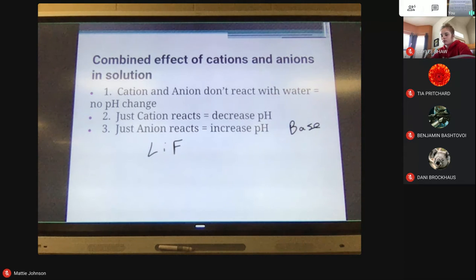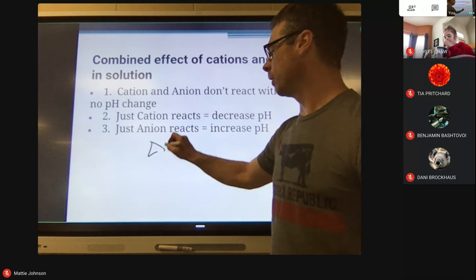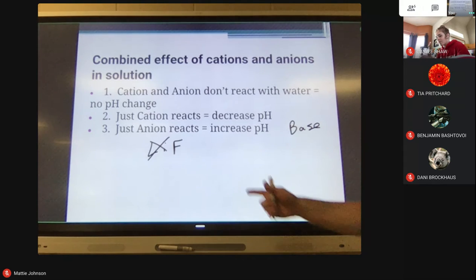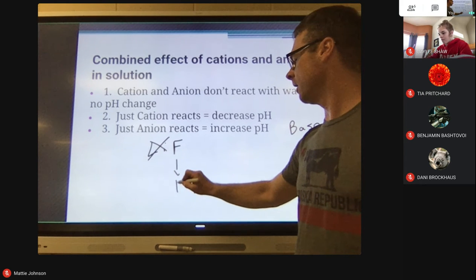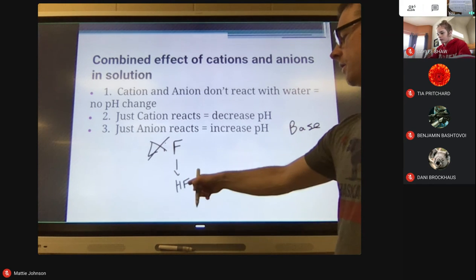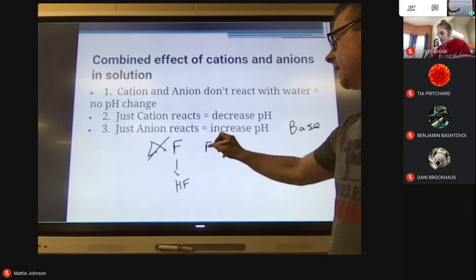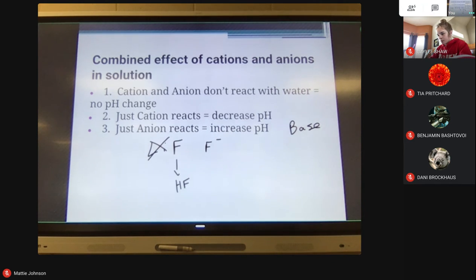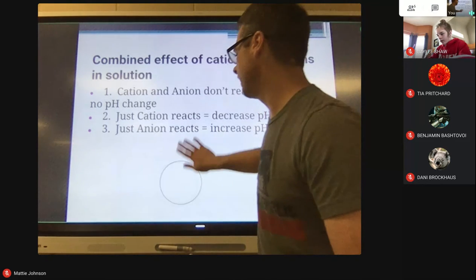We have LiF. Li is a group 1 metal. We just learned that group 1 metals we can just cross off. F is the conjugate of a weak acid, which is HF. So that means that F minus is going to be a base. Here's another example, just the anion reacting.